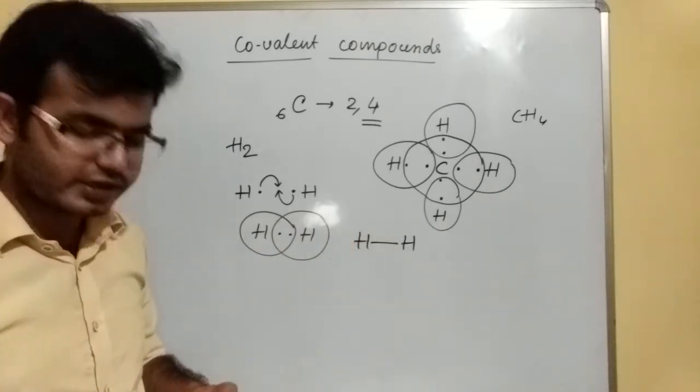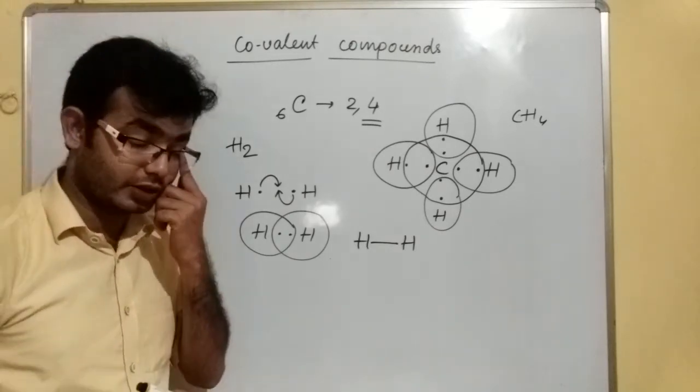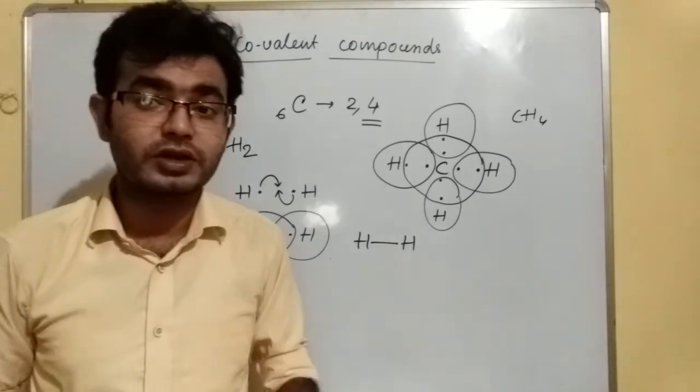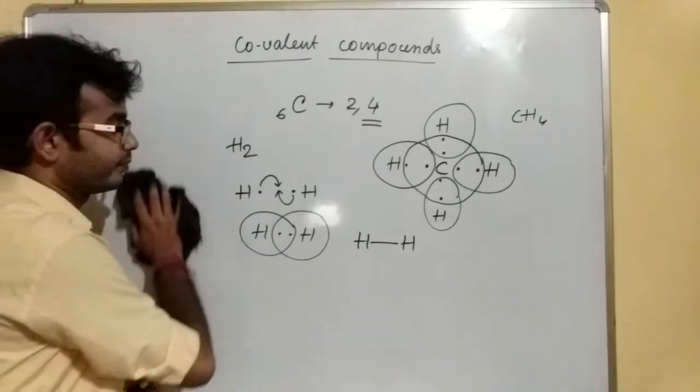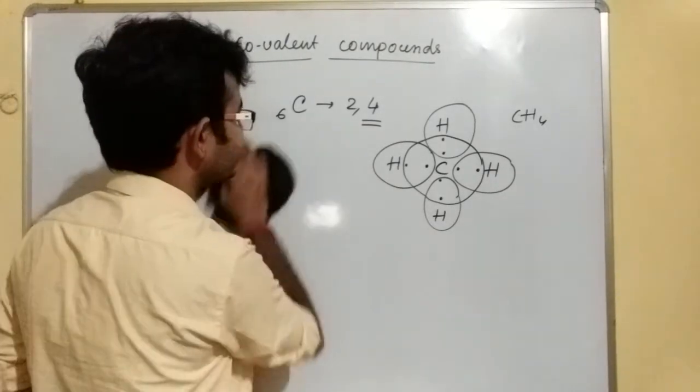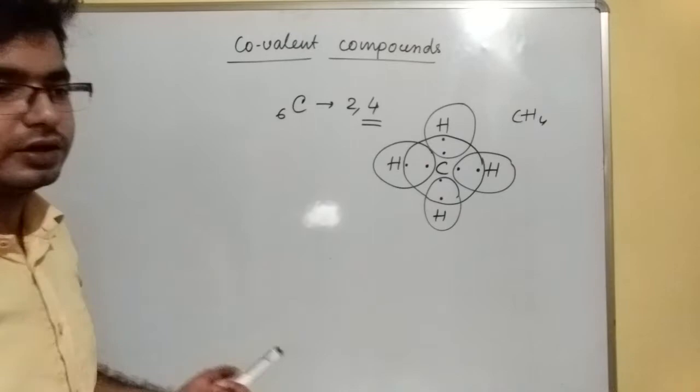So remember there are three types of covalent bonds. There is single bond, double bond, and triple bond. Let us discuss them. Okay, if one electron pair is shared here, then it will form a single bond.